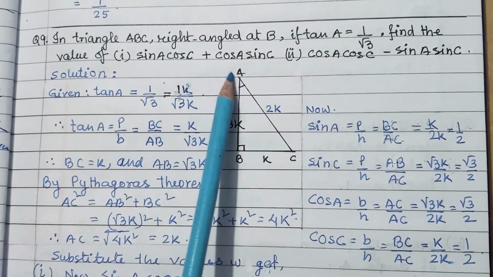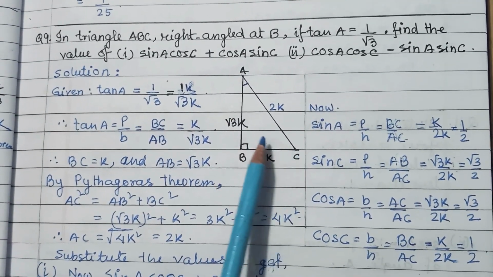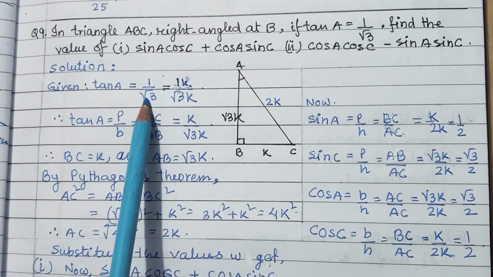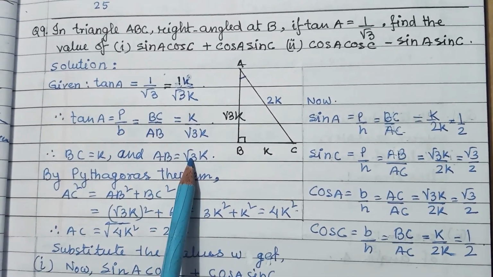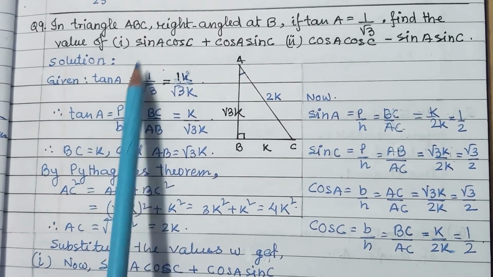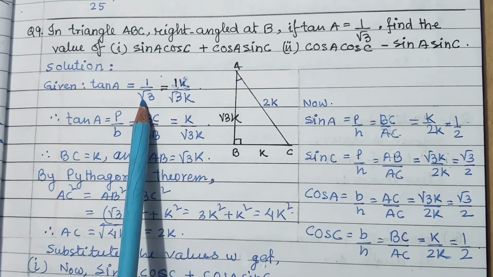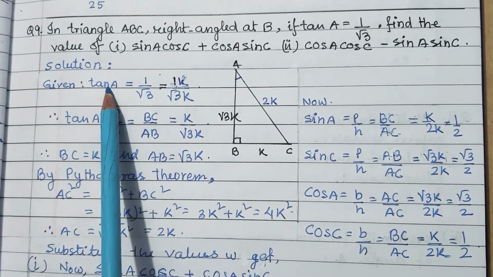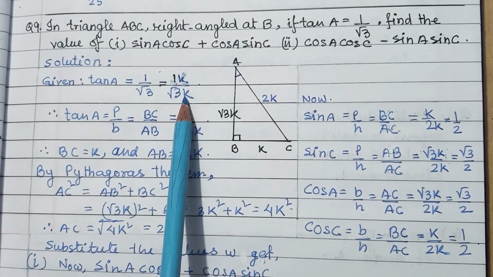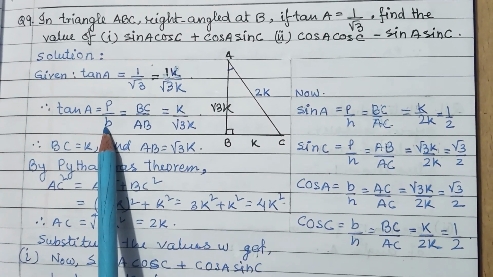And the second one, first you see, according to this we have to first find out. Third one we have to find out. Given is tan A is equal to 1 upon root 3. That means tan A is 1K upon root 3K. We can write tan A is equal to perpendicular upon base.